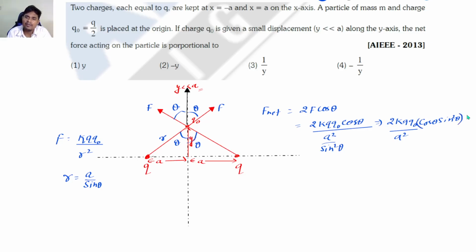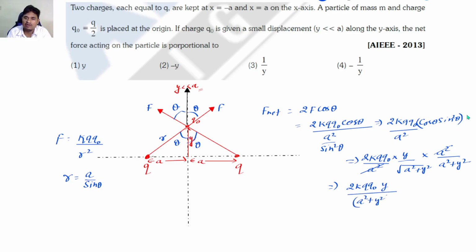Now if I substitute the value of cos theta, cos theta is y by under root of a square plus y square, and sine square theta is a square by a square plus y square. So you can see that a square and a square will cancel here, and we will have a term 2k q naught, then y divided by a square plus y square raised to the power 3 by 2.